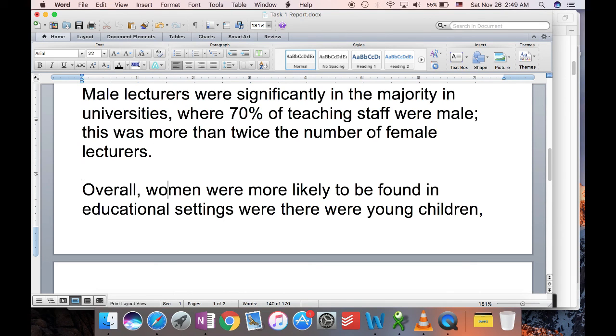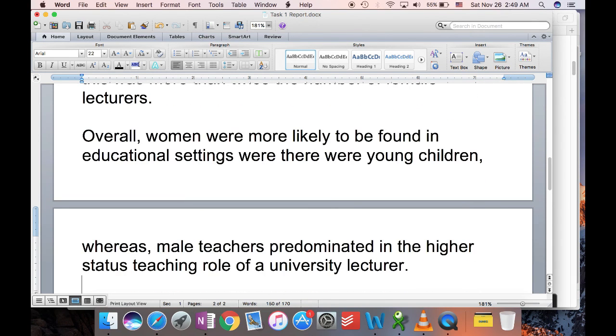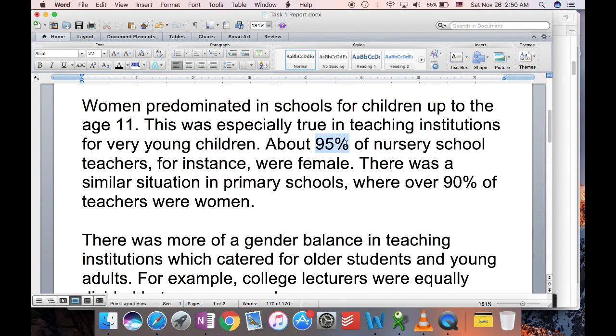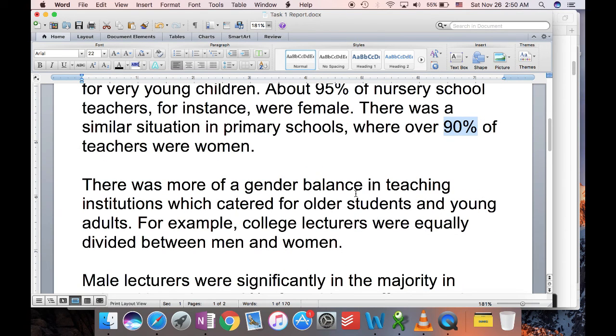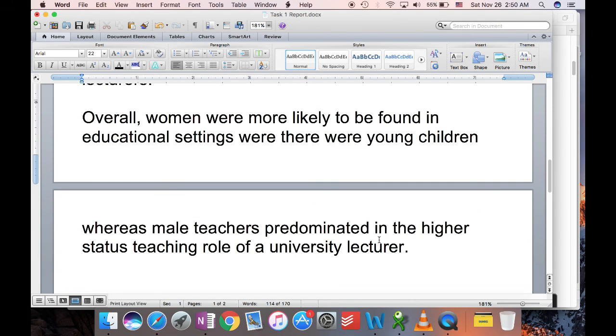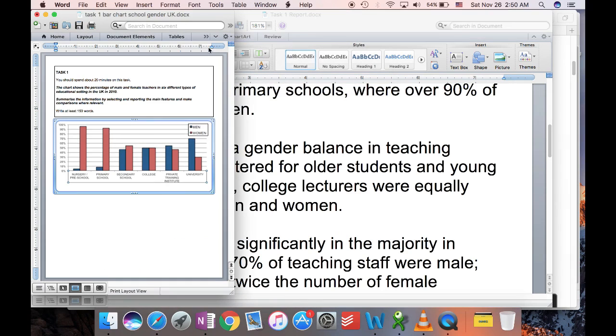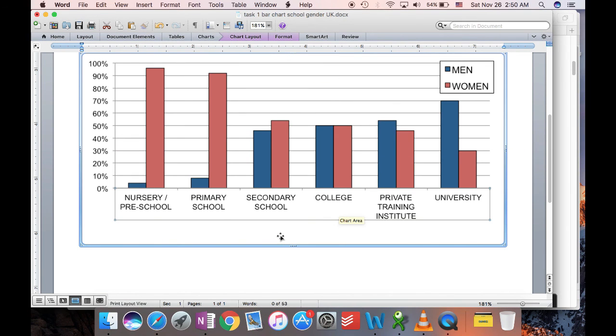Overall, women were more likely to be found in educational settings where there were young children, whereas male teachers... I'm going overboard with the commas, I think, here. Whereas male teachers predominated in the higher status teaching role of a university lecturer. And we're done. Note, by the way, I've not really mentioned that much data. I've mentioned data here, here. I've alluded to the data here, were equally divided, 70%. So only about 4 times that I've actually mentioned any particular data, whereas I could have done a lot more. There's actually 12 different data points here.